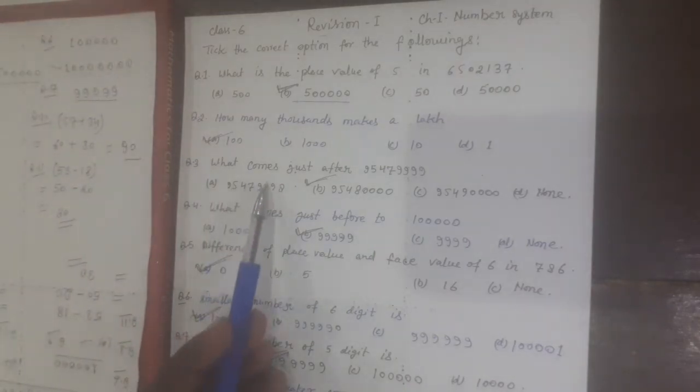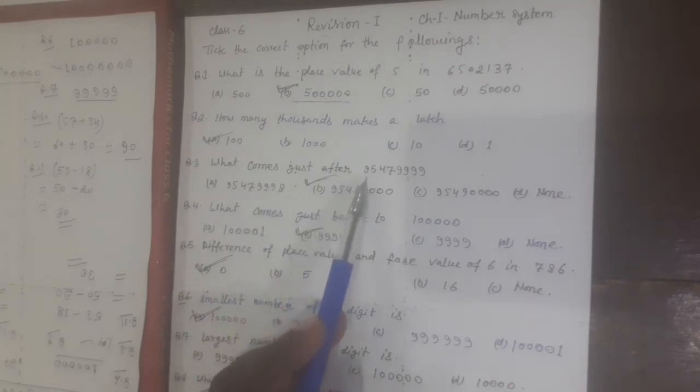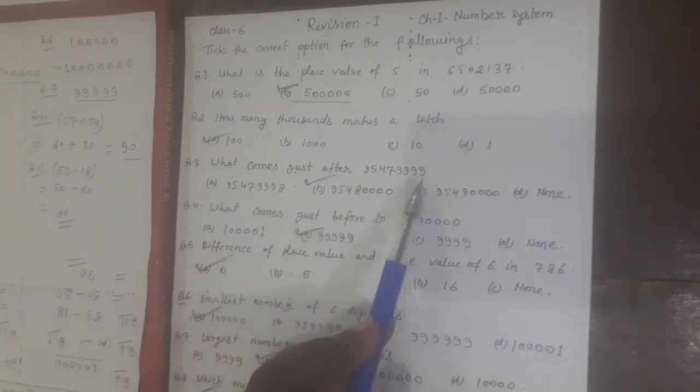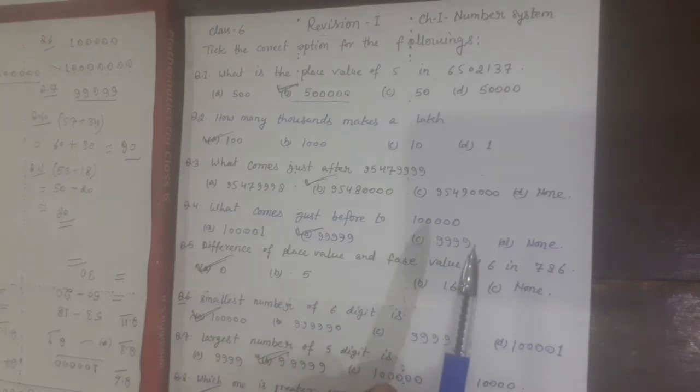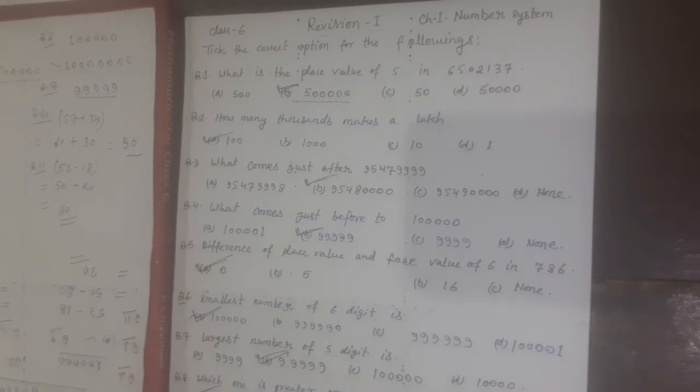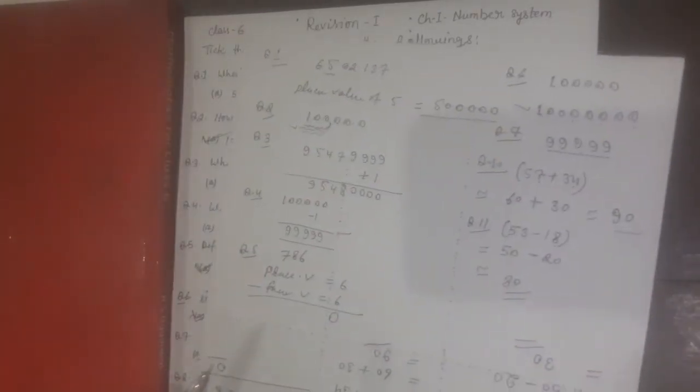Question 3 says what comes just after 95 crore, 54 lakh, 79,999. Okay, so what comes just after this number? So the number which is just after this number is the successor of that number, and we can calculate this number by adding 1 to this number.